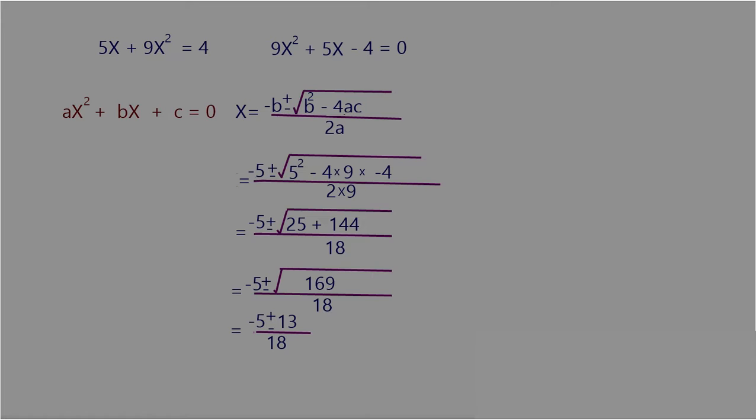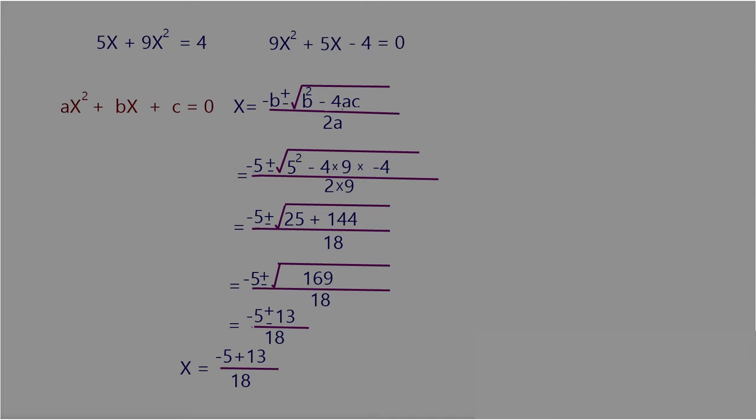The minus 5 plus or minus 13 means that we will get two solutions for x, either when we add minus 5 with 13, or when we subtract 13 from minus 5. Minus 5 plus 13 equals 8, so now we already have one solution of x, which is 8 over 18. Minus 5 minus 13 equals minus 18 over 18, which is also equal to minus 1.